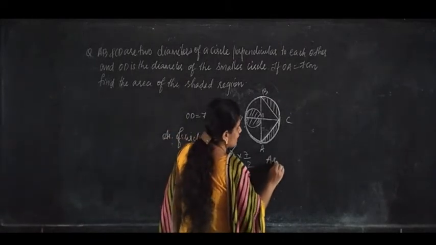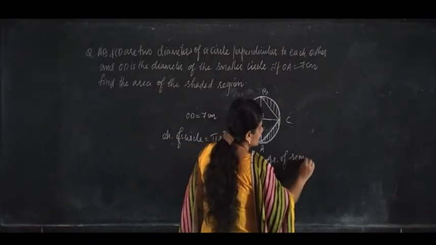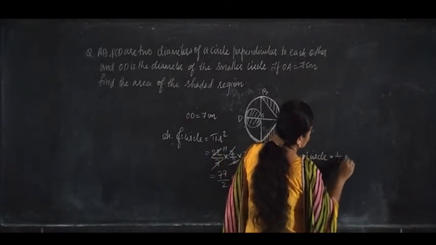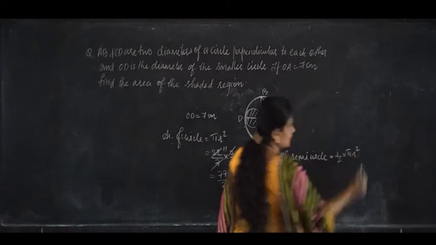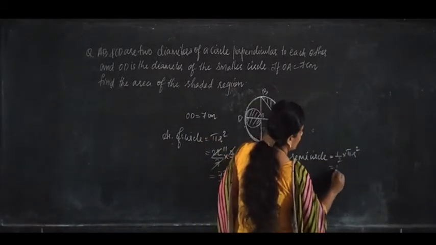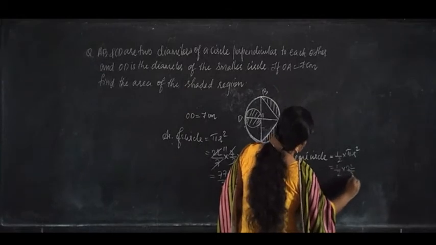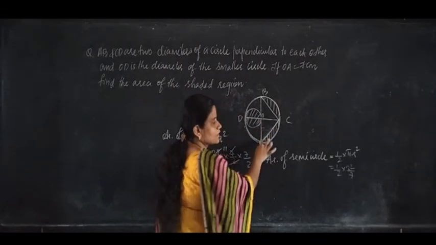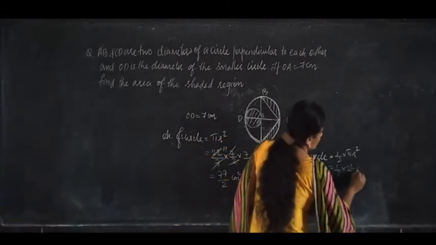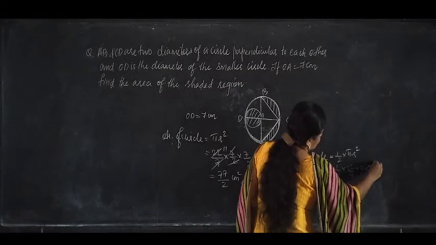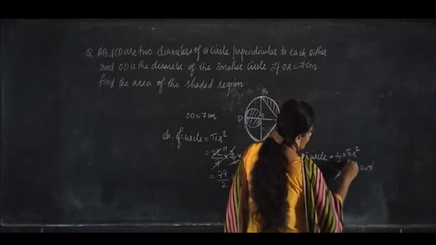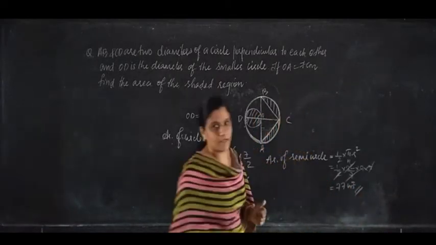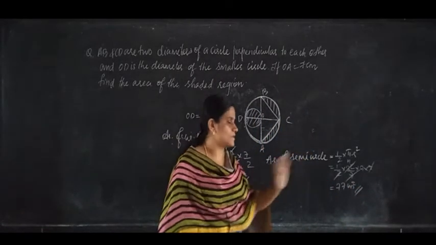Okay. So we know that area of semicircle is equal to half into pi r square. So what do you have? Half into 22 by 7. Now in the semicircle, what is the radius? Radius is equal to 7. So into 7 into 7. So 7 and 7 got cancelled. 11 times. So the answer is 77 centimeters square. Clear? So we got the area of the semicircle also.